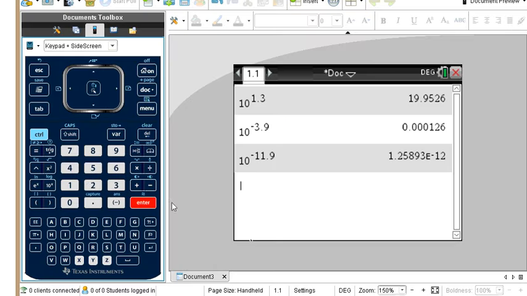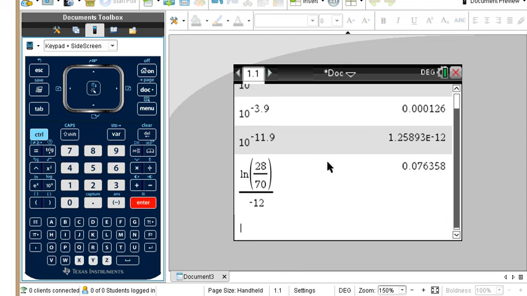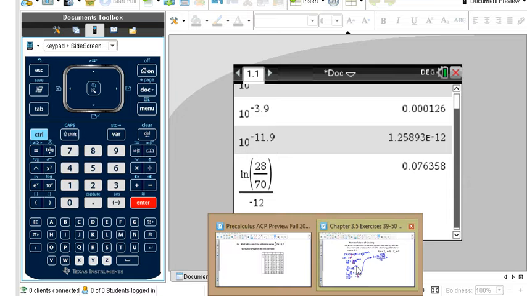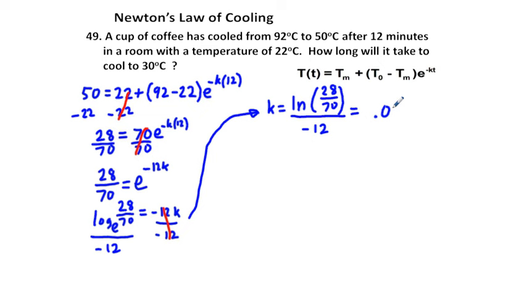Let's do that in the calculator. We have ln, we press control ln, and we have 28 over 70, and we divide this by negative 12, and we get 0.076358. So now that is our value of k.